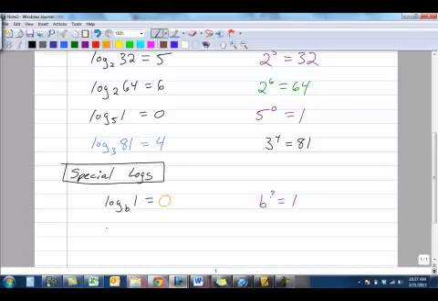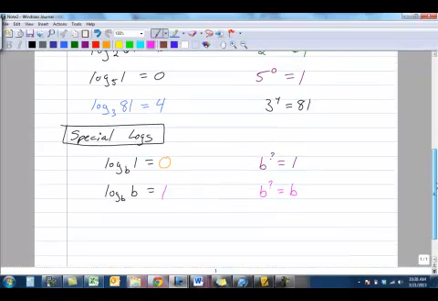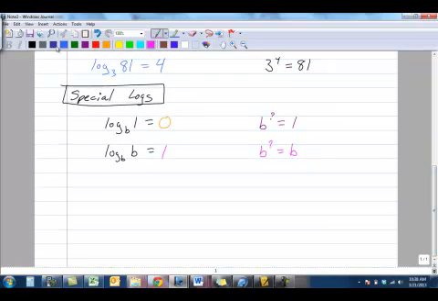All right, let's try another. There's one more special log. Log base b of b is, let's chew on that for a minute. Base b, raised to the what power would be equal to b? That's right. Log base b of b is equal to 1. All right. So those are some unique ones right there.